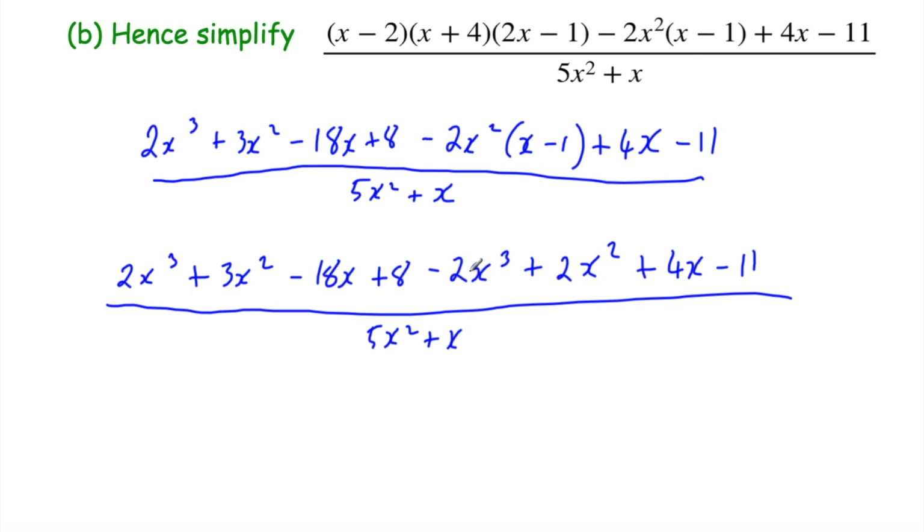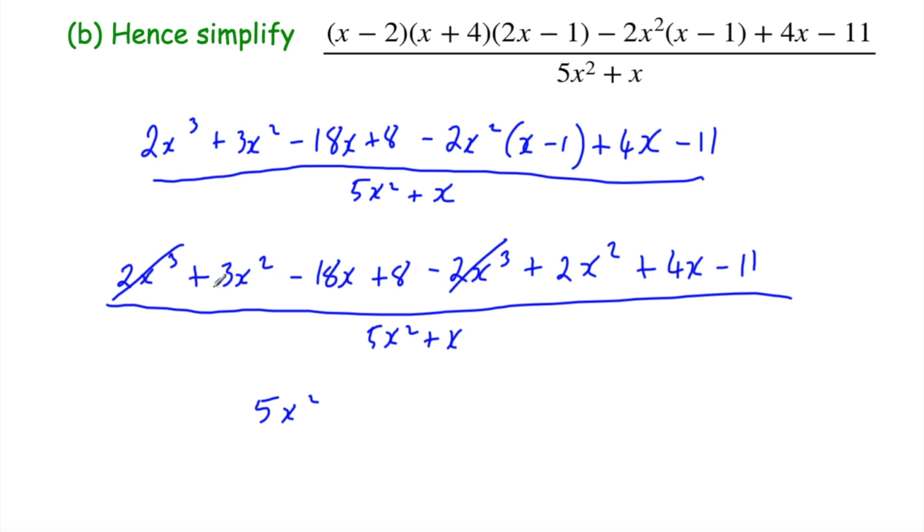So they'll cancel out. That's fantastic. So there's no x cubed terms on the numerator. So we've done that, take away that, and that's given us 0. Okay, now let's have a look at the x squared terms. 3x squared plus 2x squared. Well, that's 5x squared. So let's write that down, 5x squared.